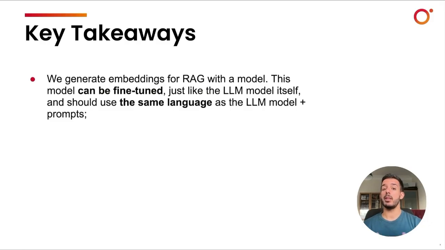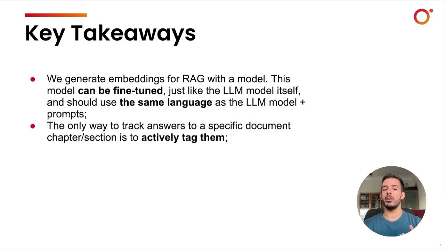Well, we generate embeddings for RAG, for example, with a specific model. This means that this model can be fine-tuned and must be chosen just like the LLM model itself. And it should use the same language as the LLM model and the prompts in the documentation that you use in RAG itself. Then, the only way to track answers to a specific document chapter or section is to actively tag those chapters or sections when you are creating the embeddings. If you don't, you can't track them.